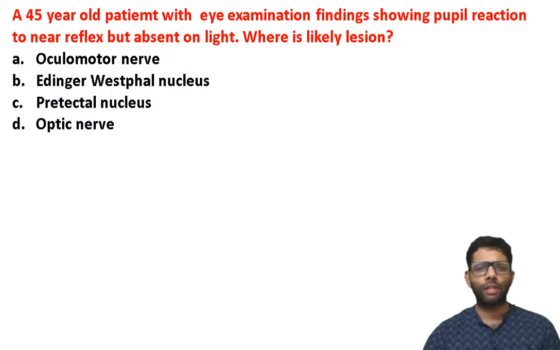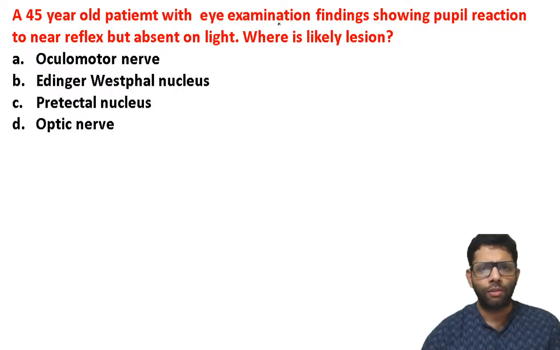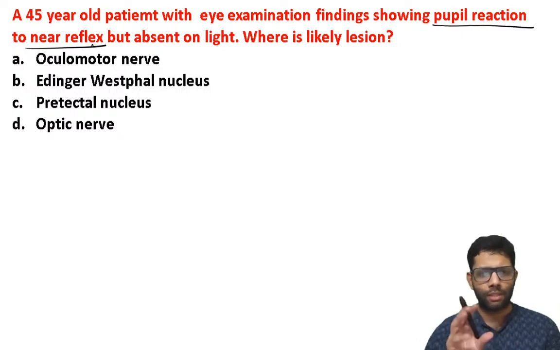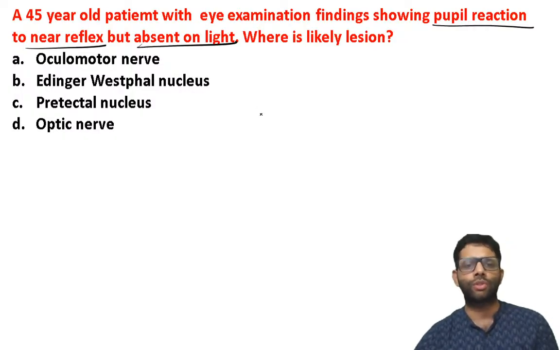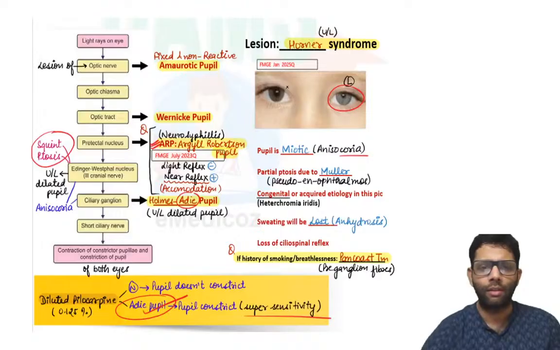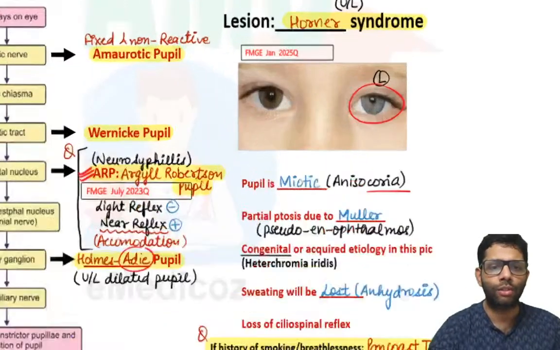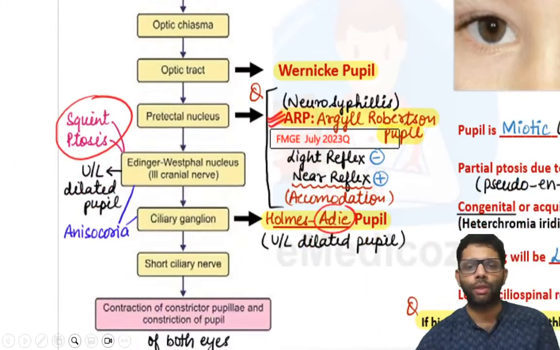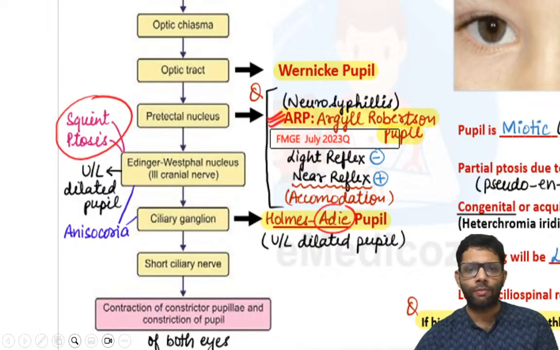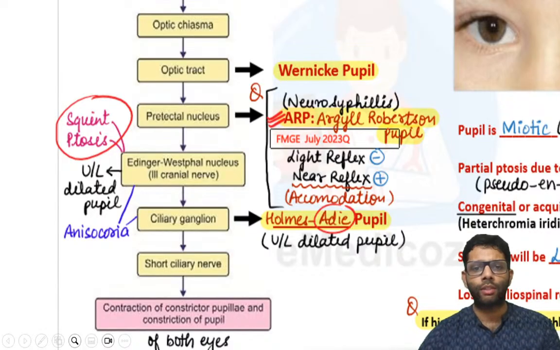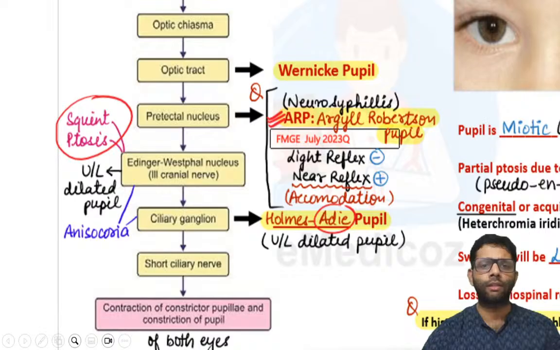This question has been asked previously also. A patient on eye examination showing pupil reaction to near reflex. When near reflex pupil is constricting, but on light reflex it is absent. This is light near dissociation. Where is the lesion? Light near dissociation. That is Argyll Robertson pupil. Lesion is in pretectal nucleus. Accommodation reflex means near reflex present, light reflex absent. FMGE question 2023 July. In defects also have taken that.